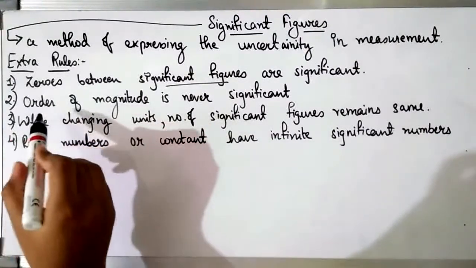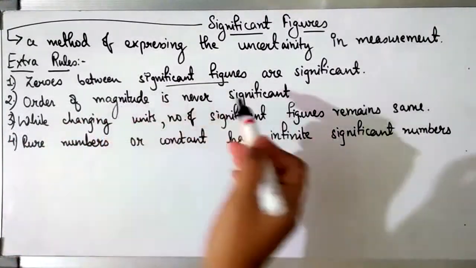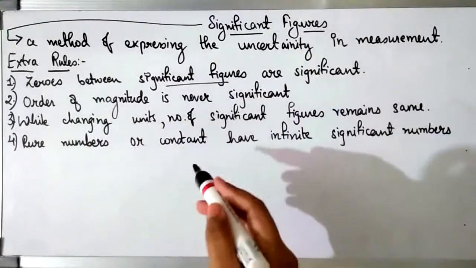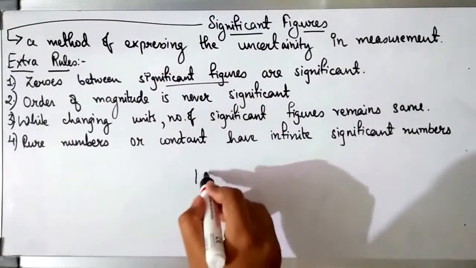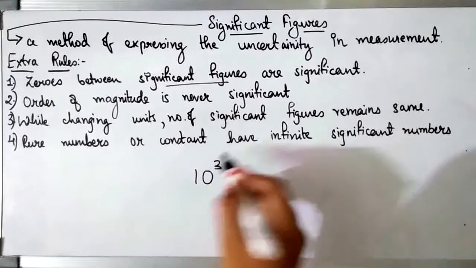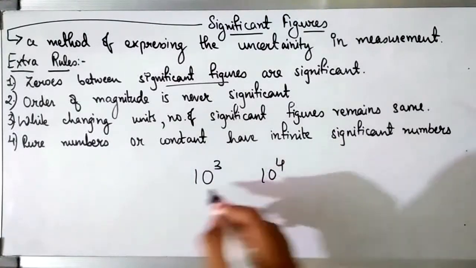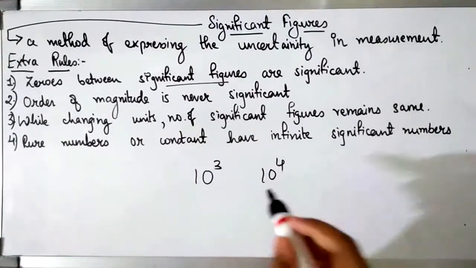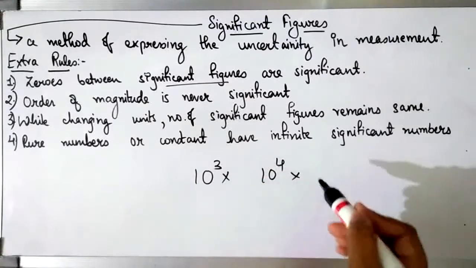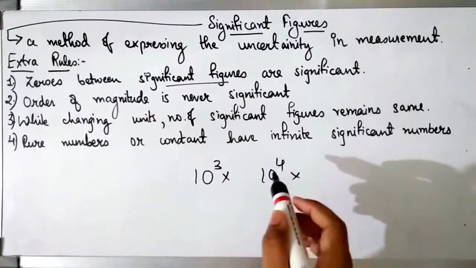Now the second rule says that order of magnitude is never significant. Now what do you mean by order of magnitude? Something like 10 to the power 3 or 10 to the power 4. This is called order of magnitude. These are never significant. They are never considered to be significant.